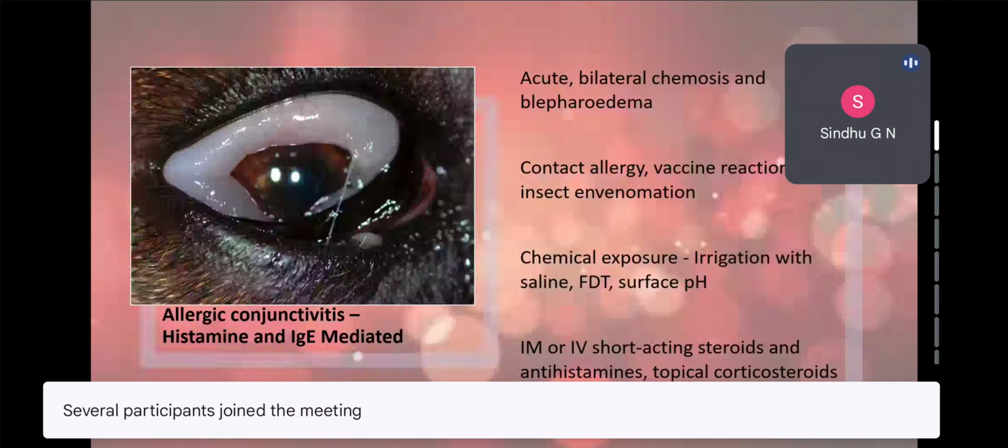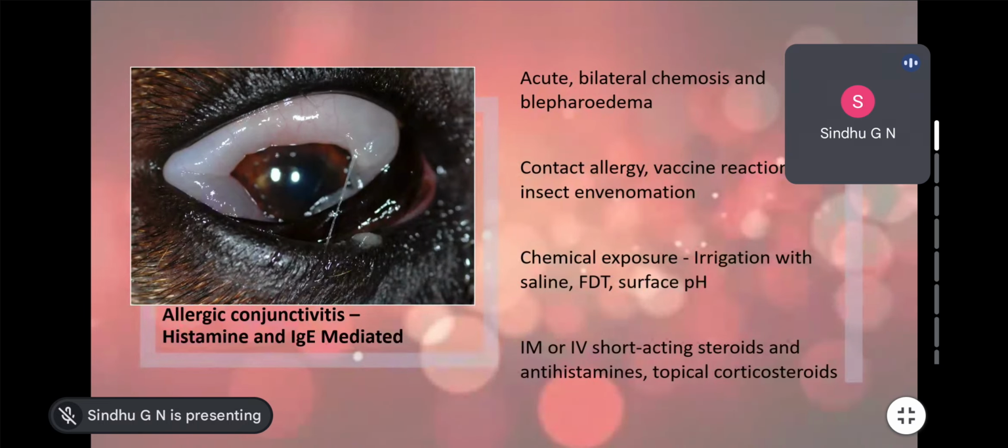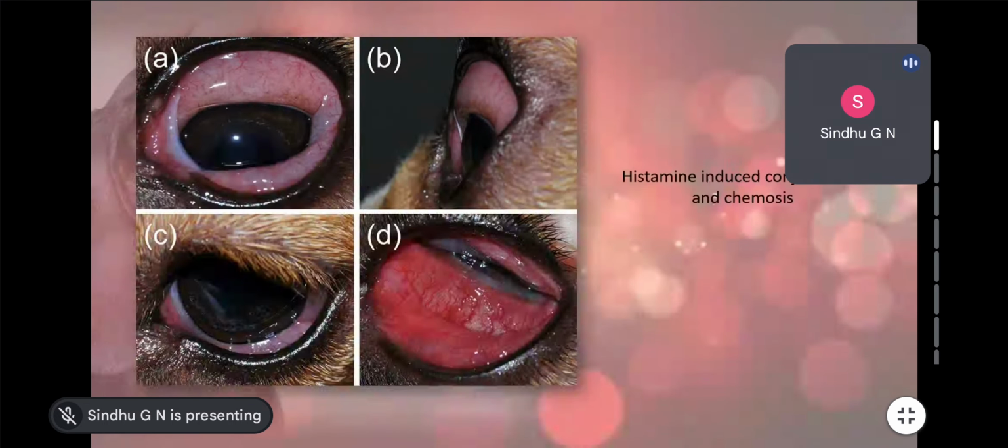And for the management of these kinds of histamine mediated conjunctivitis, we can give IM or IV short acting steroids and antihistamines, topical corticosteroids. So this one is a histamine induced conjunctivitis and chemosis in different forms. You can see different forms of that. And invariably all of them have this chemosis, swelling.